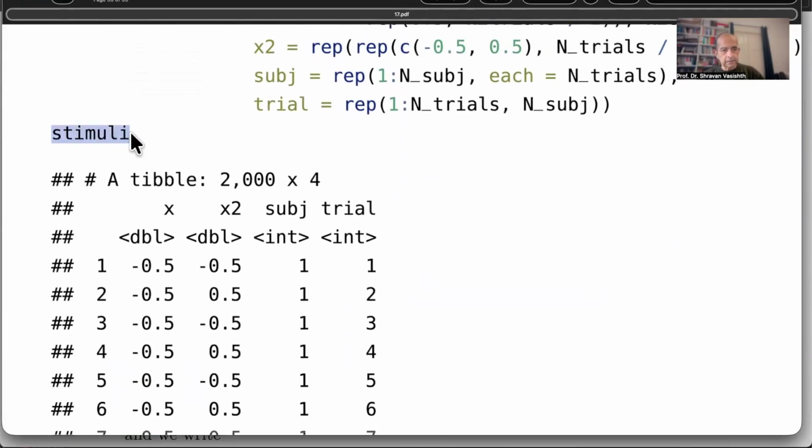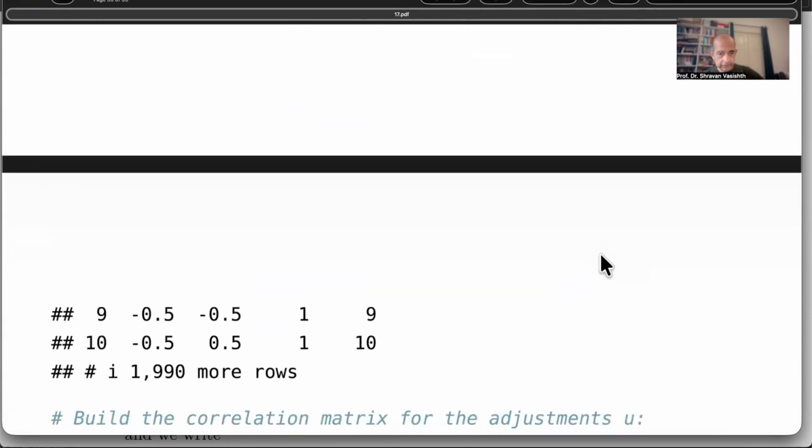The stimuli is this matrix that we create. We're going to use this matrix to generate the simulated data now, because there's no data right now. It's just setting up the skeleton. This is the model matrix for the reaction times, and for the accuracies. Okay, the multivariate situation.